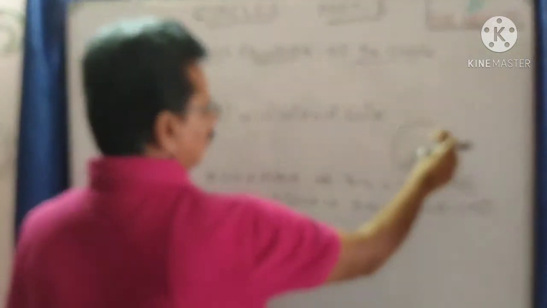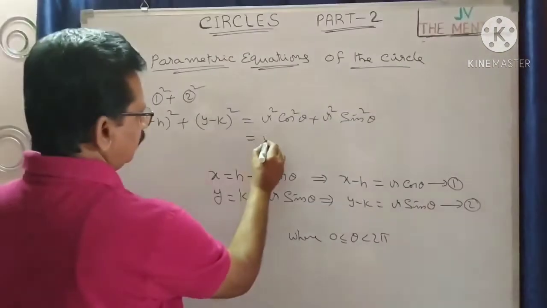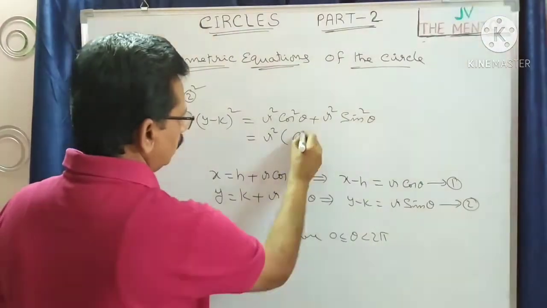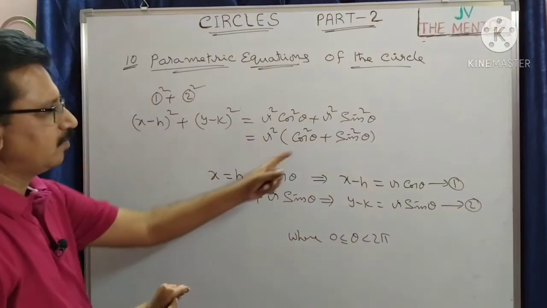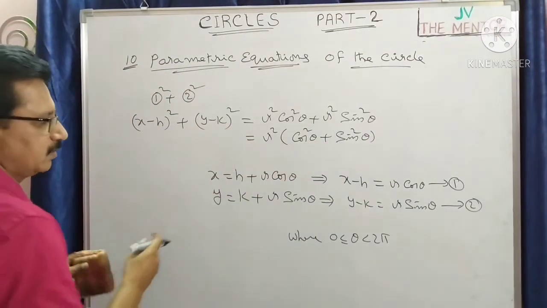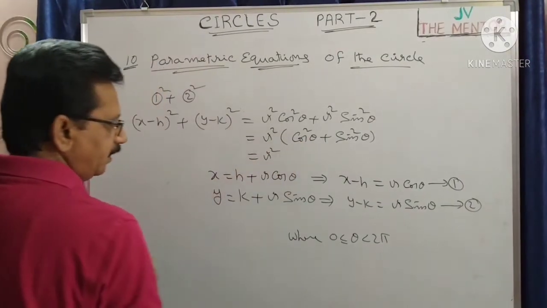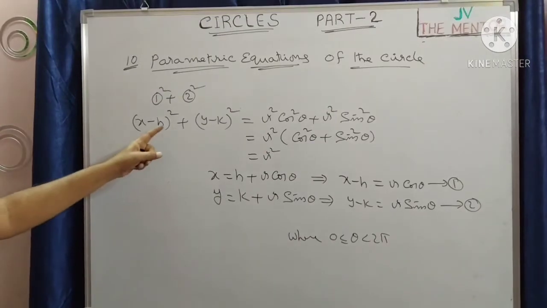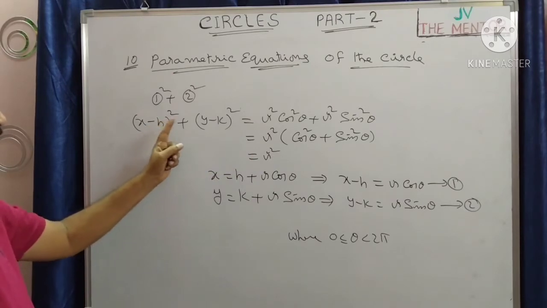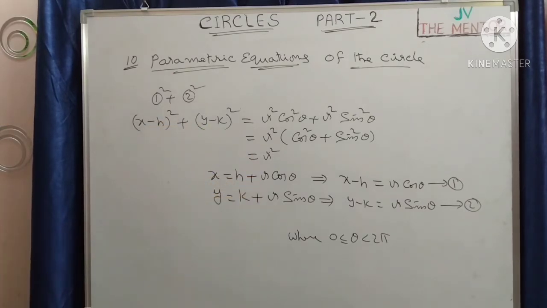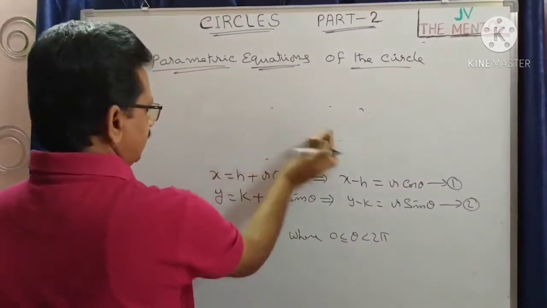Okay, now taking r square in common, r square into cos square theta plus sin square theta. What is the value of cos square theta plus sin square theta? 1. Then we have r square into 1, this is equal to r square. Okay, no? So the equation of the circle having the center h comma k and radius r is x minus h whole square plus y minus k whole square equal to r square. Okay, no? Write down next the parametric equations.